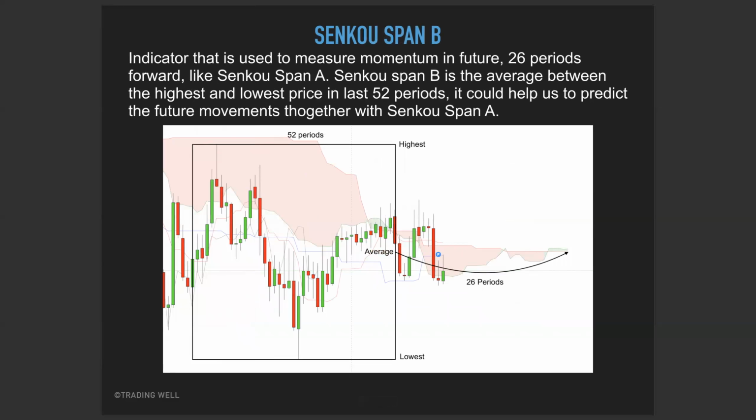Senkou span B is the indicator that is used to measure momentum in the future, 26 periods forward, like Senkou span A. Senkou span B is the average between the highest and lowest price in the last 52 periods. It could help us to predict the future movements together with Senkou span A. So highest, lowest, the average, 26 periods forward.